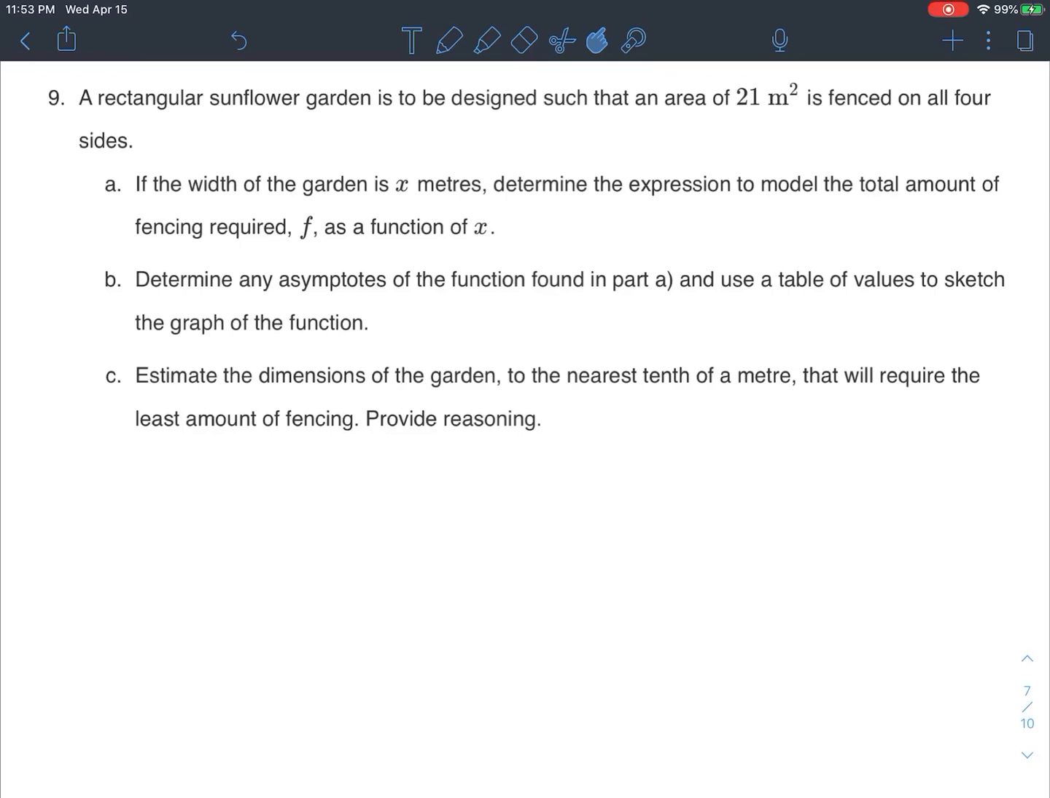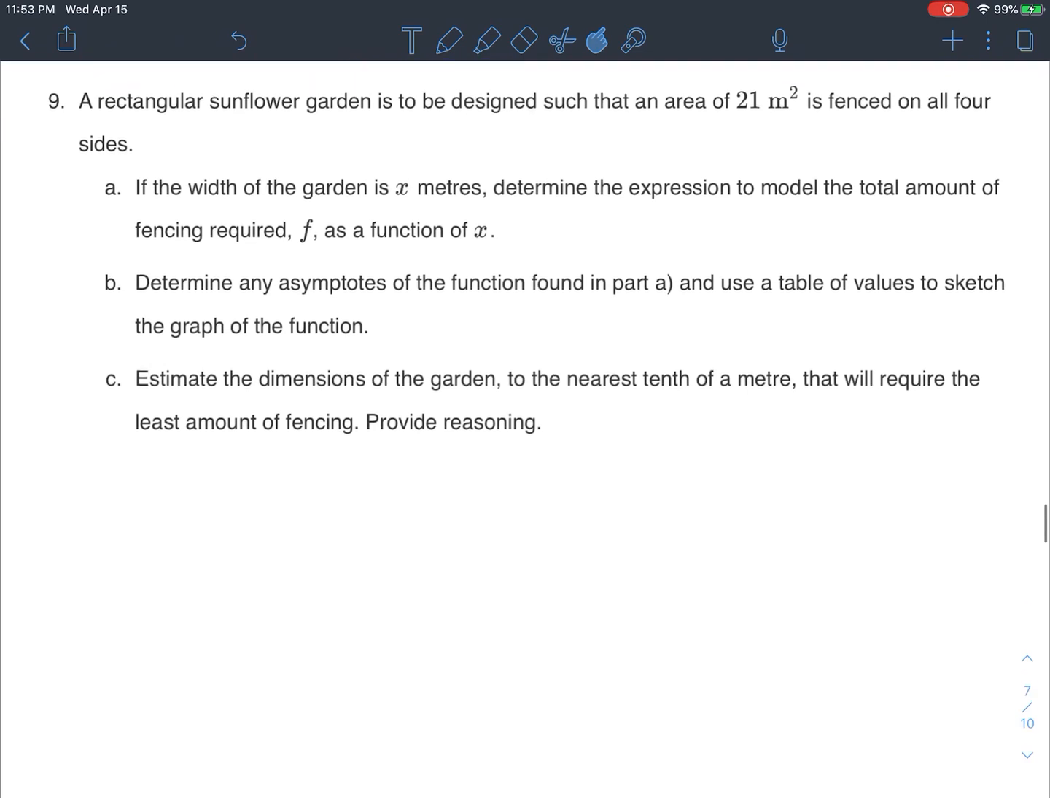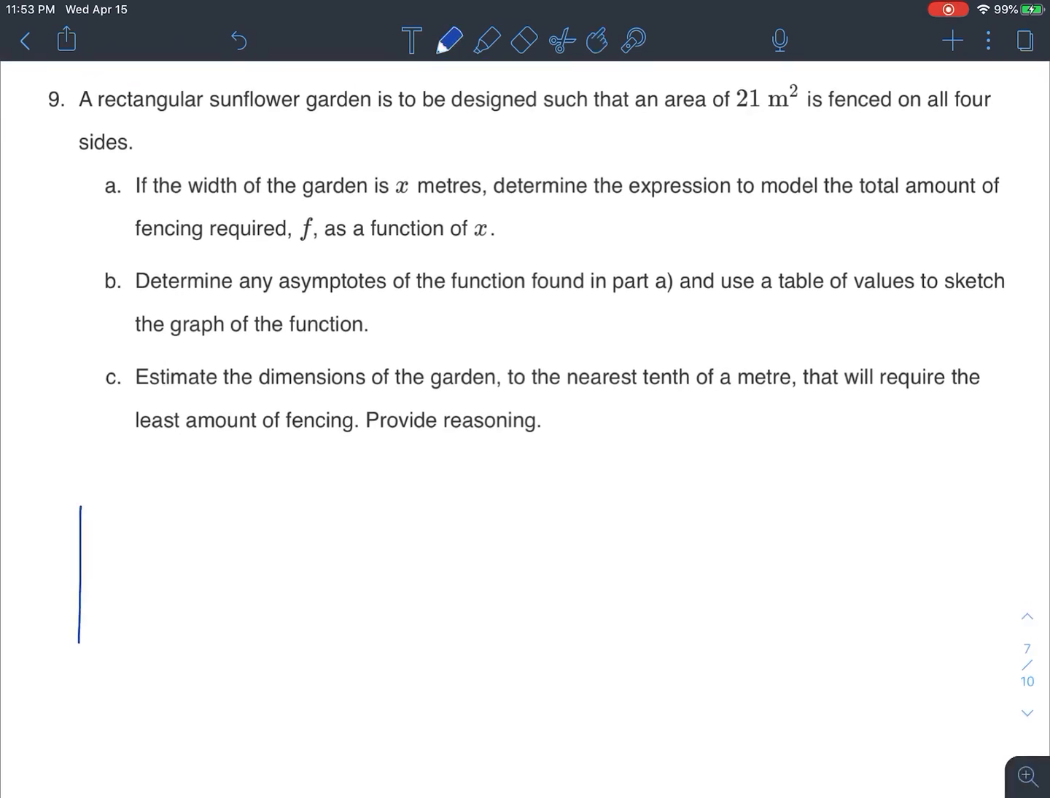All right, number 9 from the CEMC work. A rectangular sunflower garden, I know how to draw rectangles, is designed such that an area of 21 meters squared is fenced on all 4 sides. If the width of the garden is x, I'm going to make that the width. Determine the expression to model the total amount of fencing required.